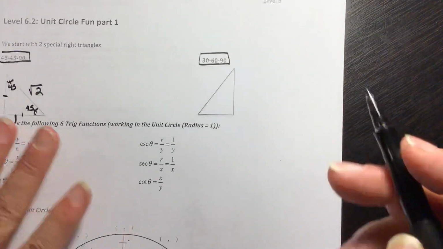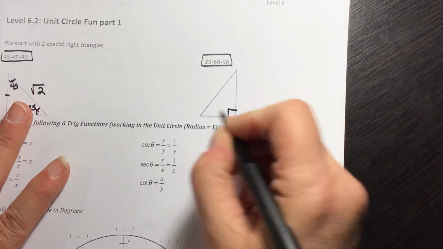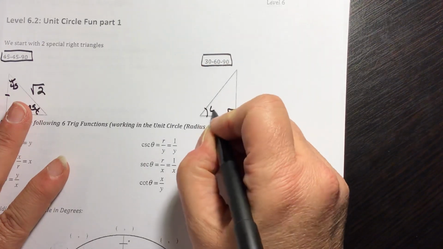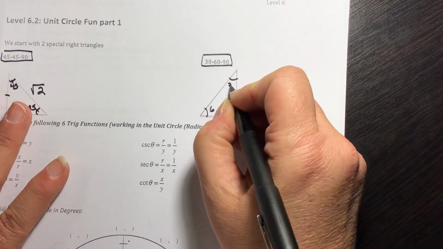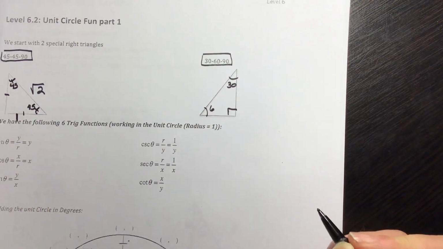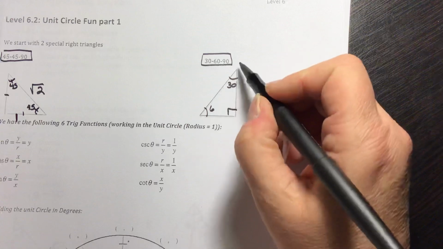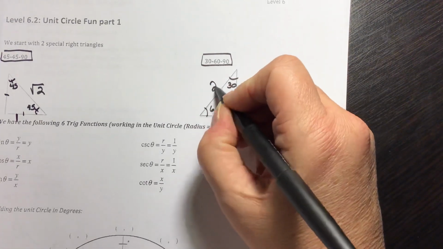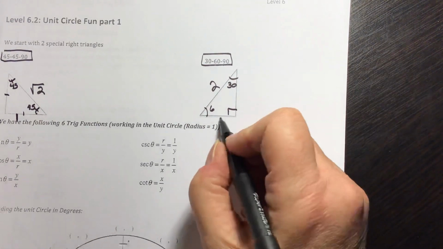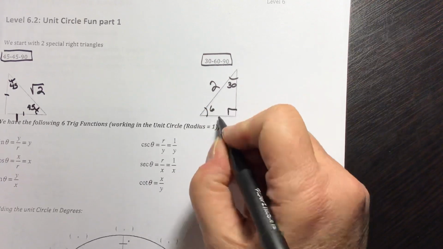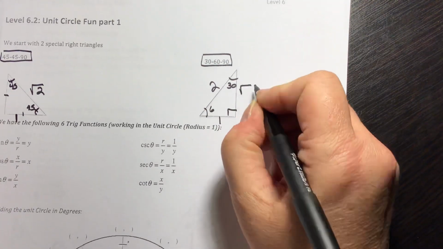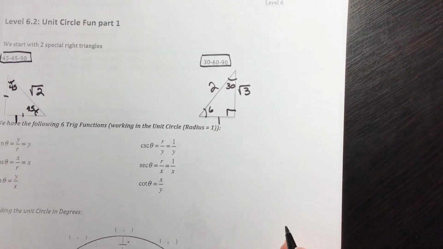onto this triangle. So here's my 90, this is my 60, this is 30. 1, 2, square root of 3. Remember, if this were an equilateral triangle, this is the longest side, which is 2. This side is half of this side, this is 1, and this side is square root of 3.